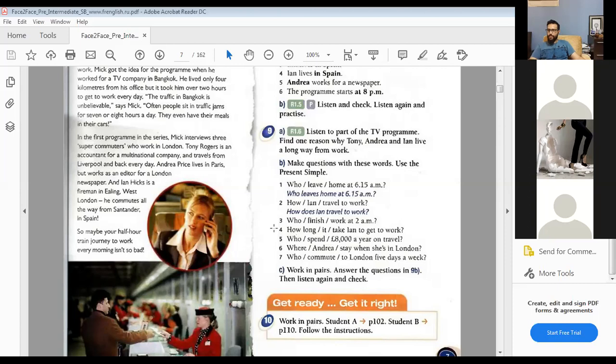Number 4, how long it took Ian to get to work? It takes Ian to get to work about, let me check the paragraph, there's no specific time. Over 2 hours, in the first paragraph. Okay, thank you. But can you repeat the question again, please, Hind? How long it took Ian to get to work?